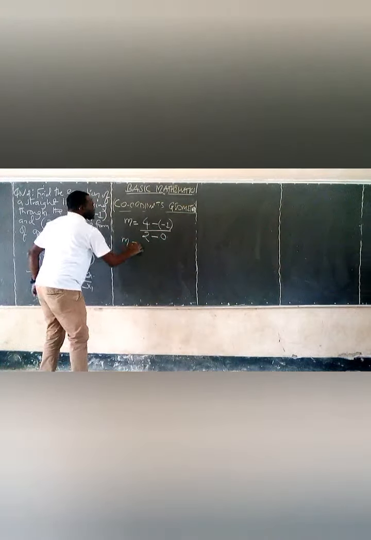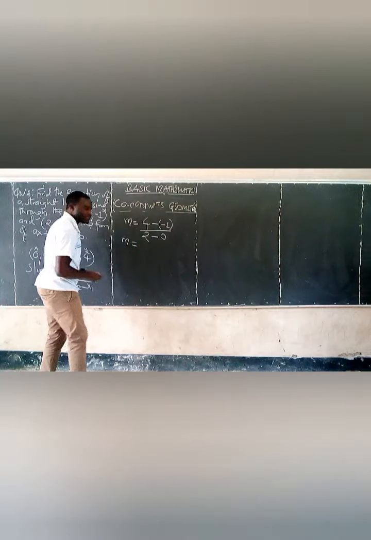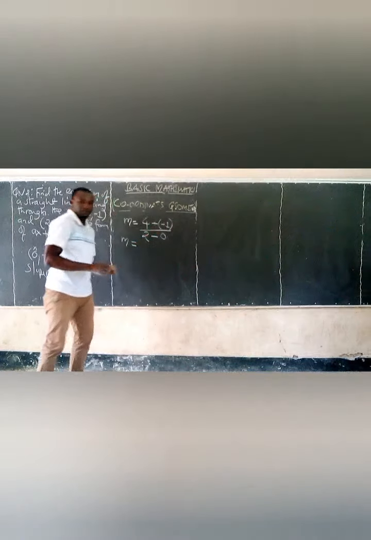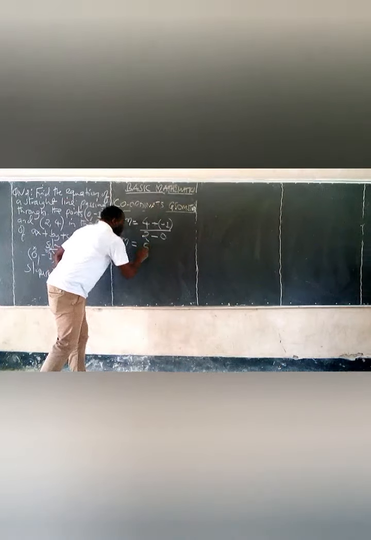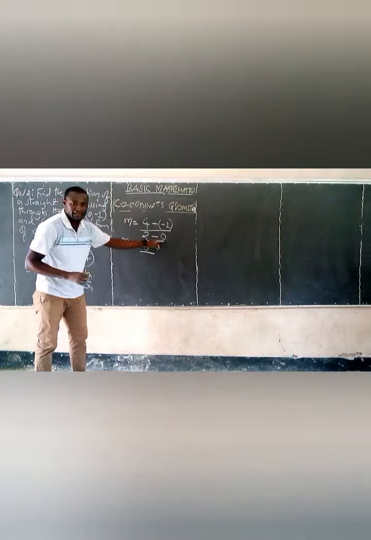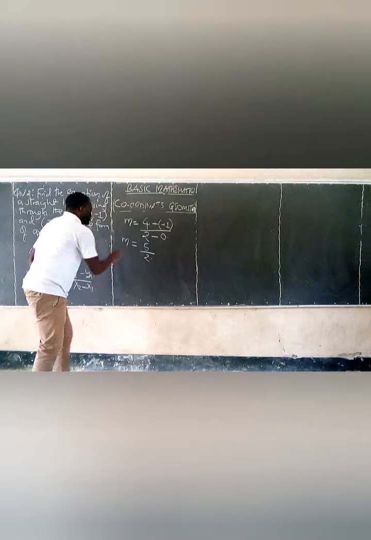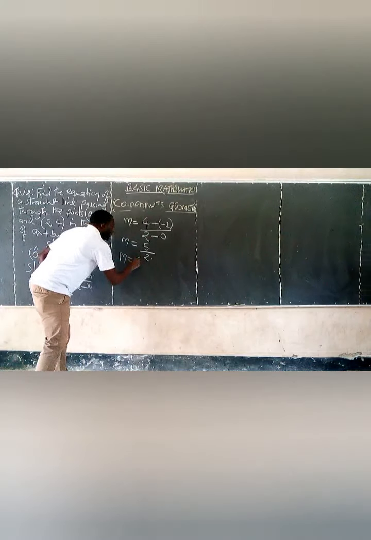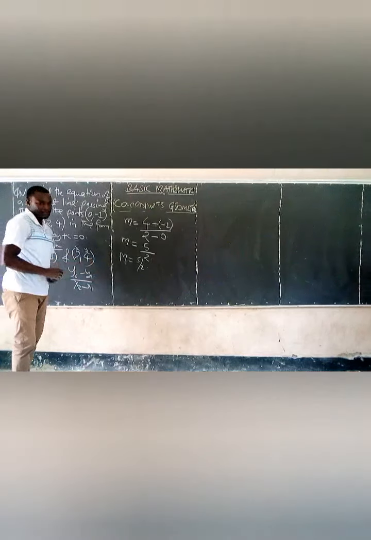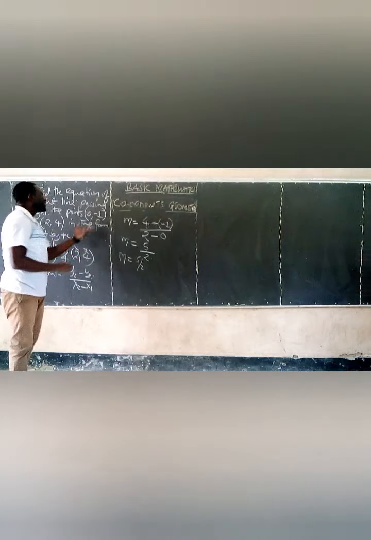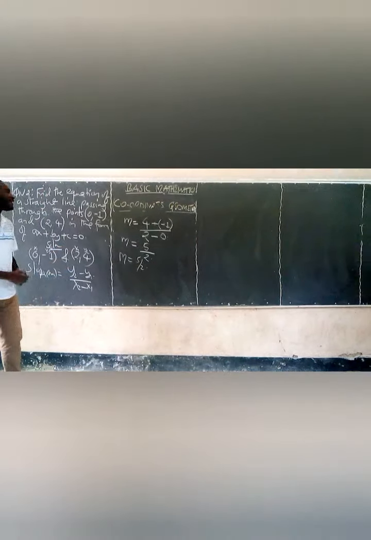Therefore m is equal to, negative times negative gives positive, so this is equal to positive. So take 4 plus 1, we get 5. Then divide by 2 minus 0, we get 2. So the slope now is equal to 5 over 2. But remember that this is not the answer. The answer we need is to form the equation of the line, but in this form.